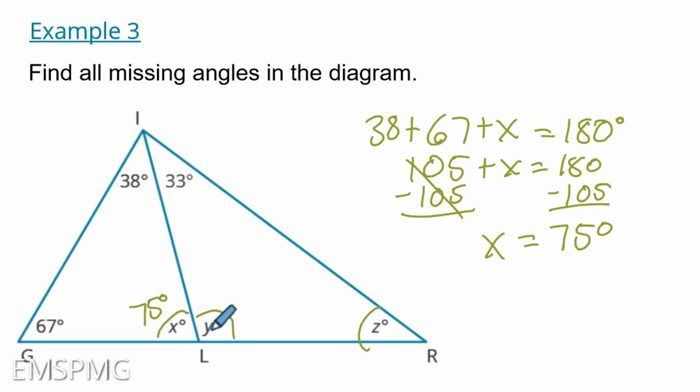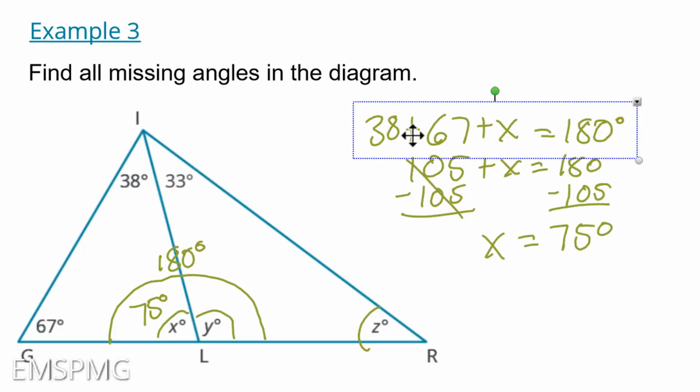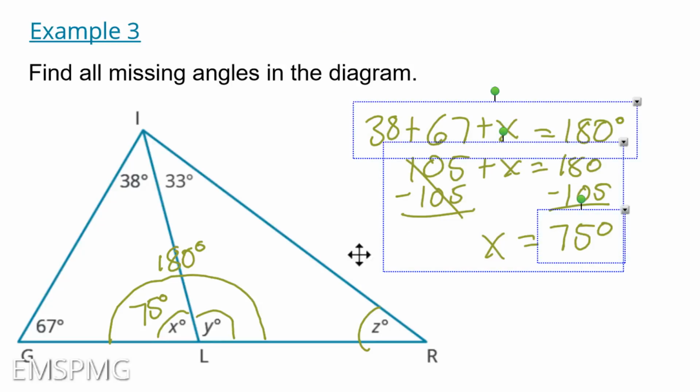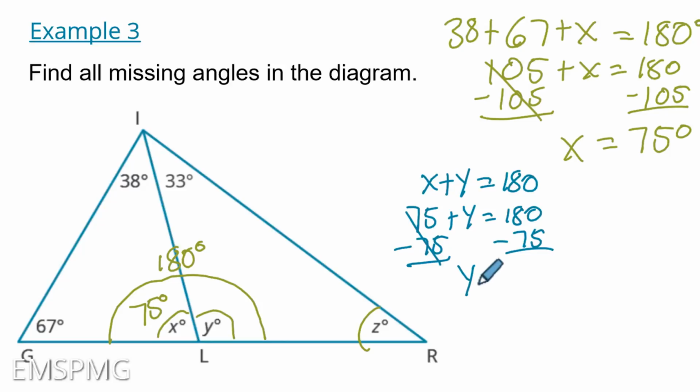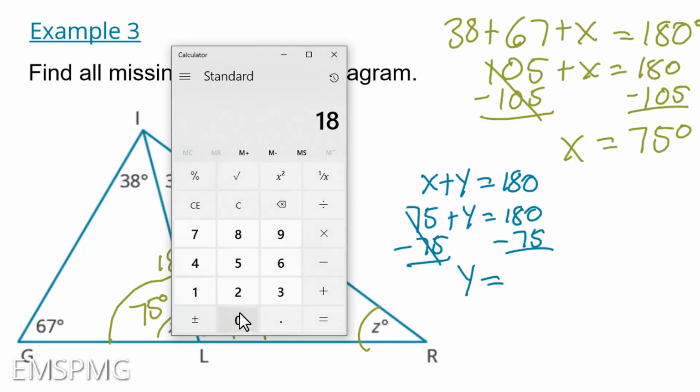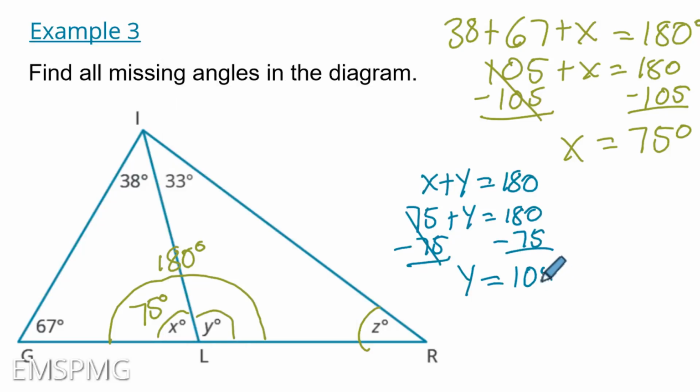And then look here, we know that this is a straight angle here, a supplementary angle. So we know this whole angle equals 180 degrees. So we know all of x plus y equals 180. And we already know what x is, so plug that in. 75 plus y equals 180, so y equals 180 minus 75 equals 105. Bam. So that equals 105 degrees.